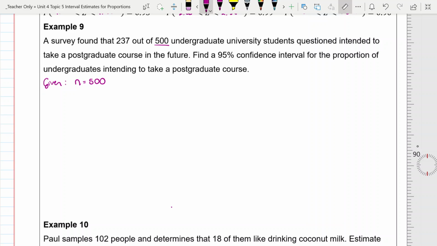So my N is 500, and my sample proportion, my P hat, is going to be 237 out of those 500, which are going to be the students that intend to take the course. So that's going to be 0.474. Remember, for a 95% confidence interval, our Z value is 1.96.